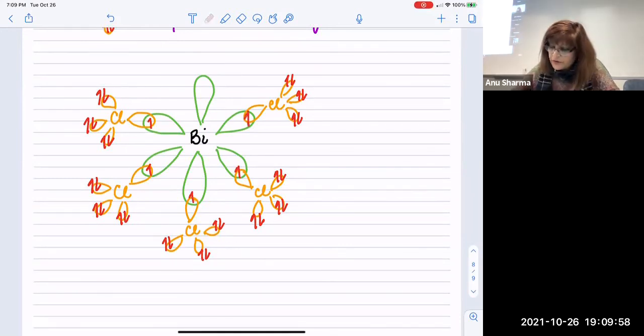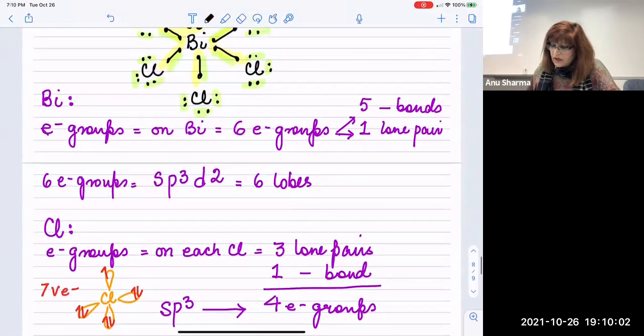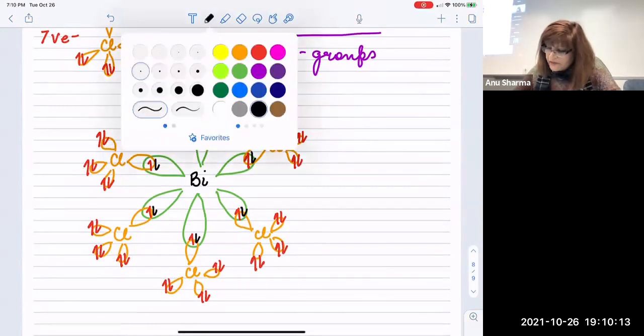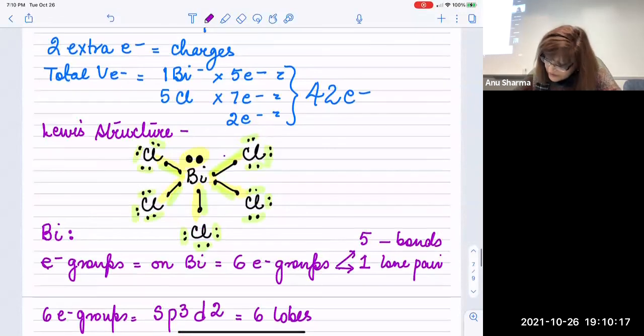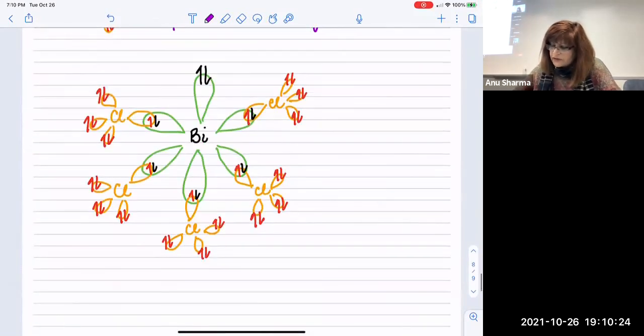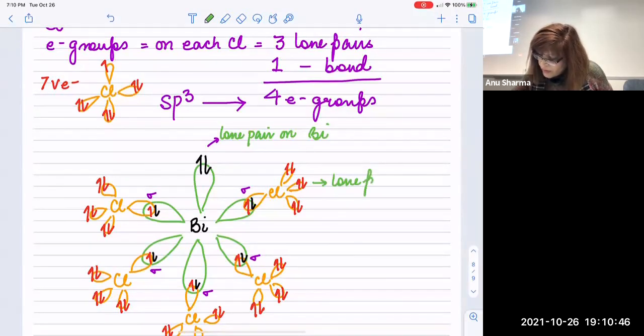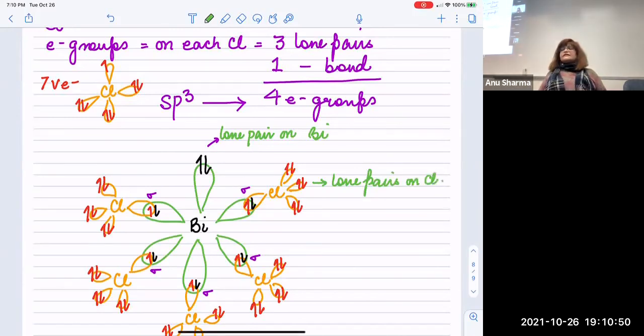And here is bismuth. Bismuth has one electron also, and then two electrons for bismuth are on the top. That's the lone pair of bismuth. And the bismuth is bringing that one electron. So here we see that when we drew this, this is one sigma bond, another sigma bond, third sigma bond, fourth sigma bond, fifth sigma bond. So all the five sigma bonds are there. This is the lone pair on bismuth. And these are the lone pairs on chlorine. All right, guys?